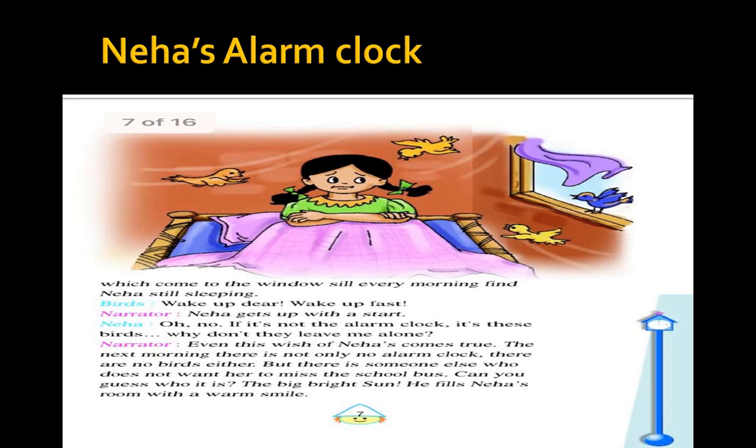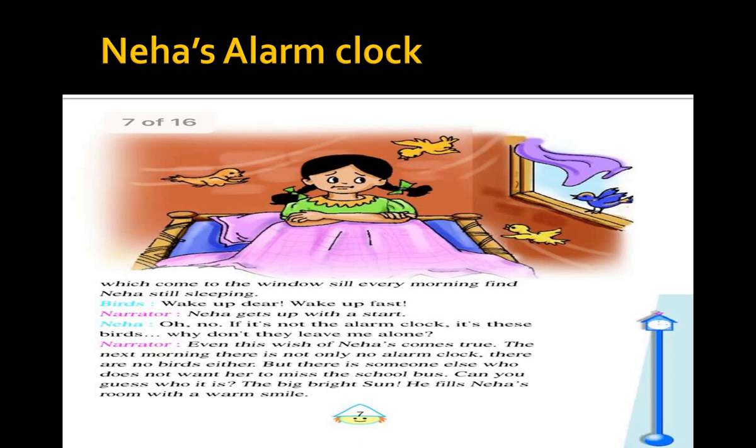So Neha says, "Oh no, if it's not the alarm clock, it's these birds." So now again Neha is annoyed. Why? Because earlier the alarm clock used to wake her up, but now it is the birds. "So why don't they leave me alone?" She again is infuriated. She is again angry because she is again disturbed from her peaceful sleep. So the narrator here says, even this wish of Neha's comes true.